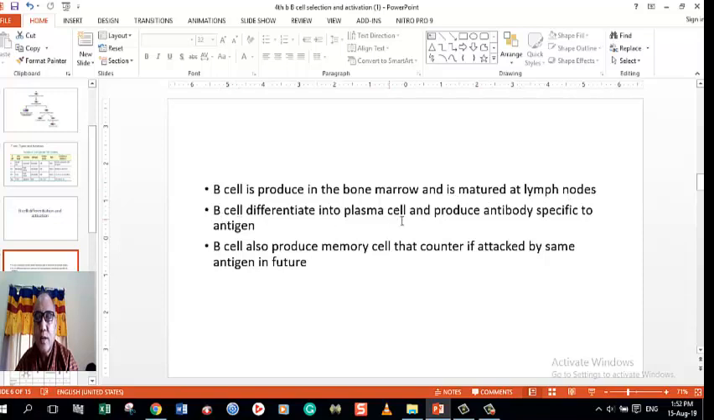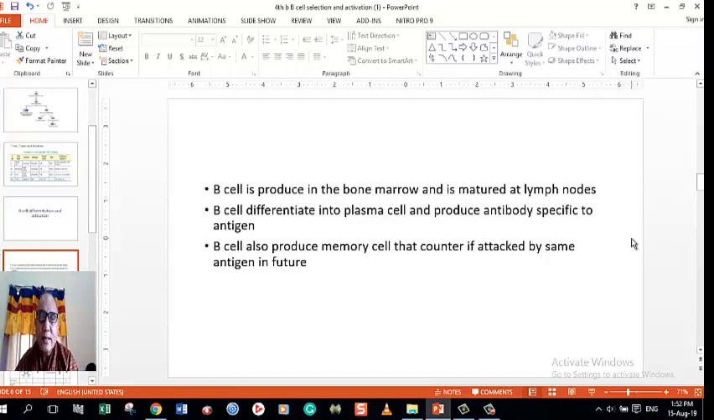The B cell differentiates into plasma cells and produces antibodies specific to the antigens. The third one, B cells also produce memory cells that respond if the body is attacked by the same antigens in future. So the B cell plays a big role in producing antibodies and controlling the growth or proliferation of microorganisms. The antibody acts against the antigens.